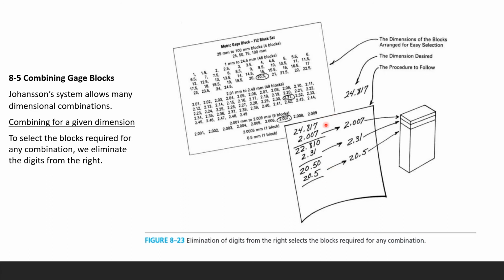Okay, how do we go? Again, we go from the last digit and remove it one after another. After removing, make sure you subtract it so you get the remaining length. If you don't subtract it, you're going to have a crazy measurement. So here it's just showing you how we select the block. The dimension desired is 24.817, and the procedure to follow is nothing but elimination of the digit, again, from your right.